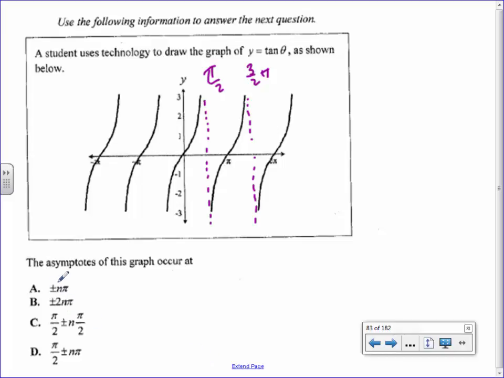Let's do the first one. Is it at plus or minus n pi? Well, that means that it would be at pi, 2 pi, 3 pi, 4 pi, 5 pi. That's not where our asymptotes are. It's not this one either. It's got to be one of these two.